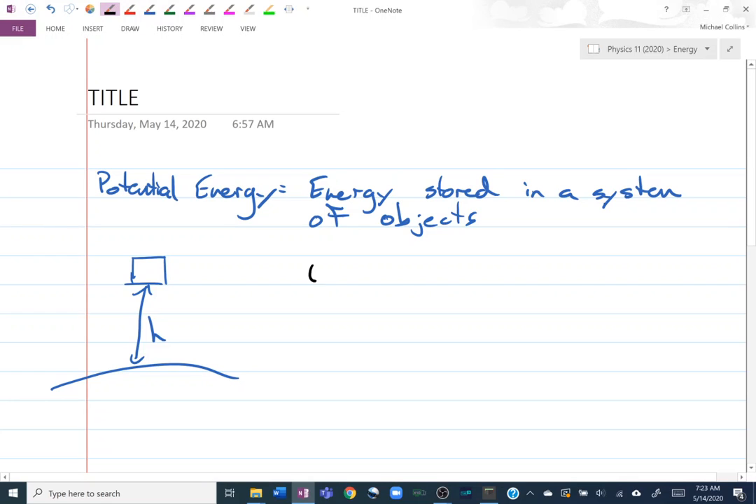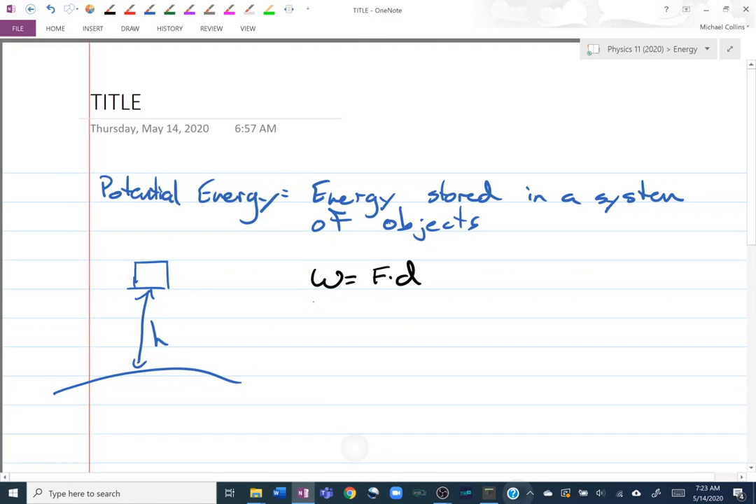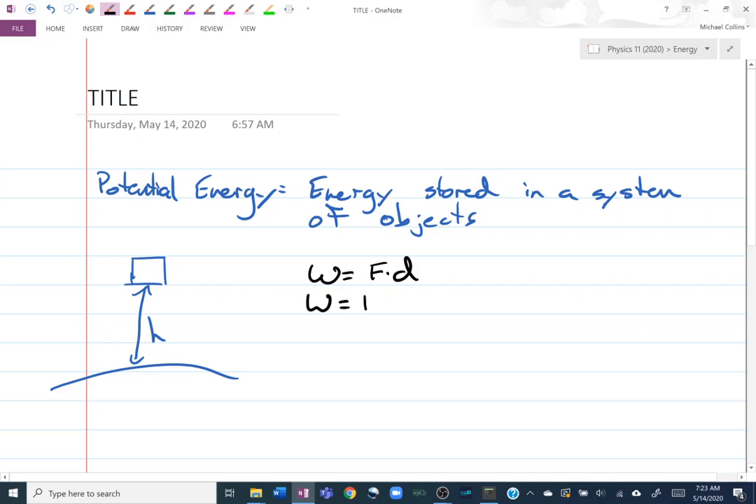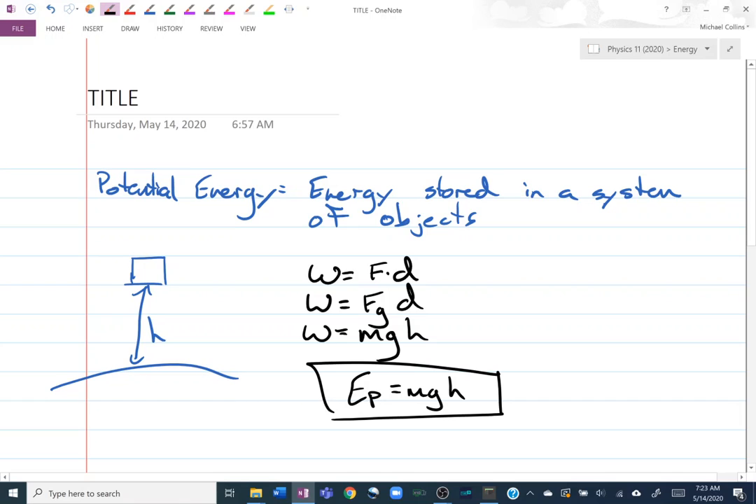So we're going to do another quick little derivation. Work is equal to force times displacement. The maximum force that this object could apply to another object due to gravity, because we're talking about gravitational potential energy, would be the force due to gravity over that displacement. So the maximum force would be mg, and the total displacement it could possibly apply that over is the height. So this is potential energy. EP is equal to mgh.